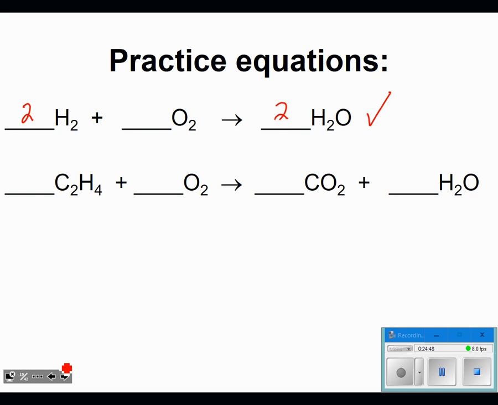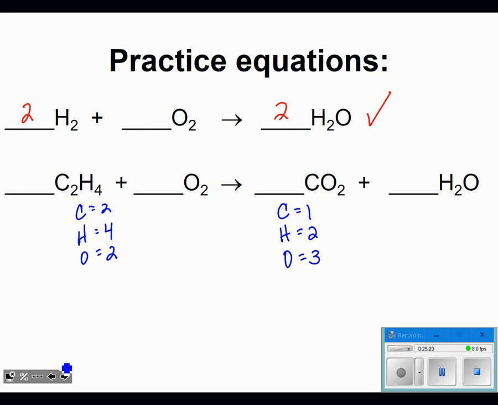My next one is C2H4O2. So I have making carbon dioxide and water, which would give me C, H, and O on each side. So I'd have 2, I'd have 4, and I'd have 2. Over here I'd have 2, I'd have 2, and oops, that's the wrong count. I only have 1 carbon, sorry. 1 carbon, 2 hydrogens, and 3 oxygens.